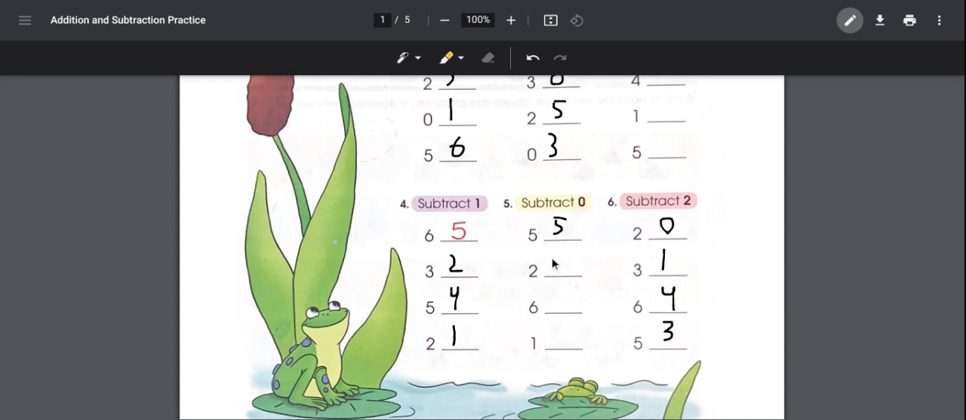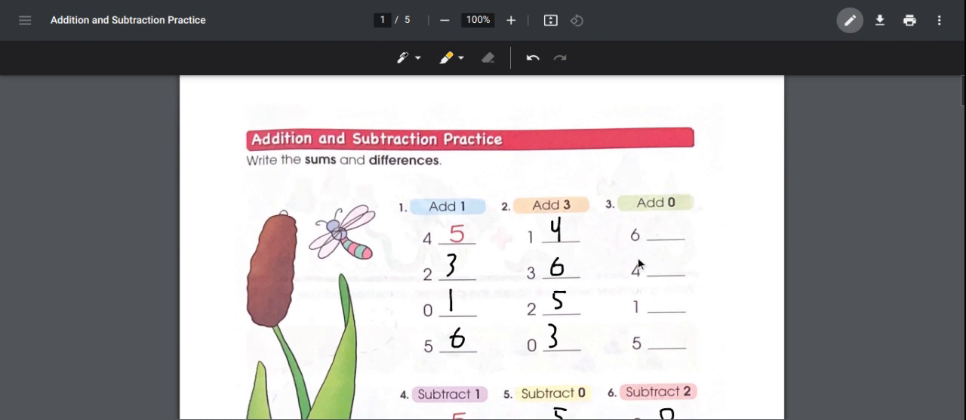So if you add or subtract by 0, the answer will always be that number. So like 2 minus 0 is 2. 6 minus 0 is 6. 1 minus 0 is 1. But that's the same thing for adding. So 6 plus 0 is 6. 4 plus 0 is 4. 1 plus 0 is 1. 5 plus 0 is 5.